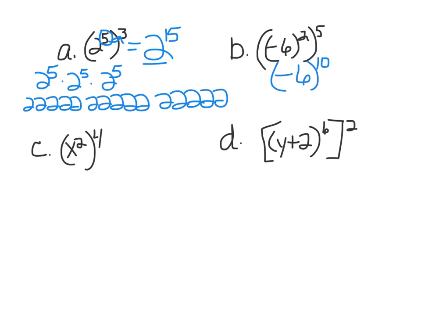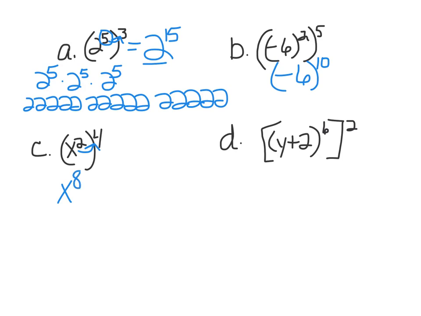On example C, your base number is x. It is squared, and that square is raised to the 4th. So again, a power to a power, you multiply. So your base is x, 2 times 4 is 8, x to the 8th.